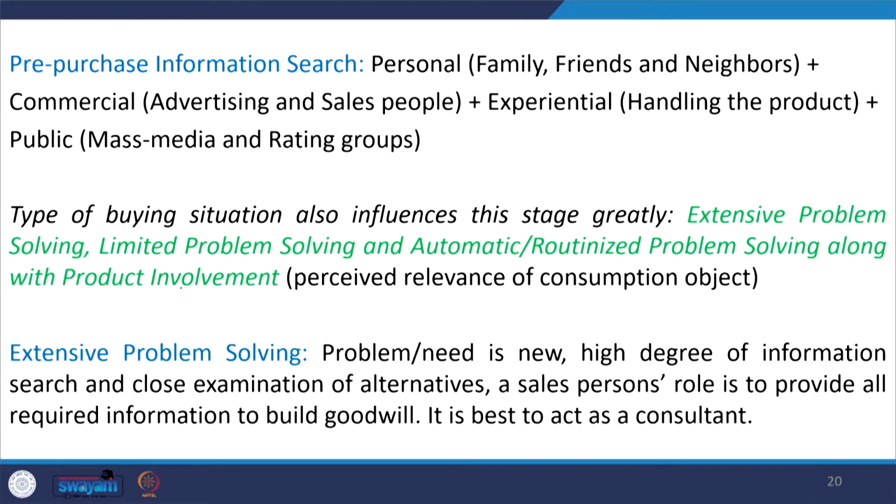Now he can do it through personal channels, he can ask his family, friends, neighbors, colleagues, or through commercial sources like the ads that he watches on television, radio, or the billboards or hoardings that he or she sees in the market, or the information that he gets from salespeople or helpline numbers. Apart from that, it can also occur on account of experience, which means when the person himself or herself will go to the shop and will try to handle the product, see how it functions, right?